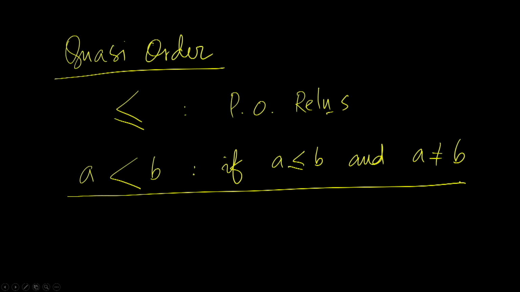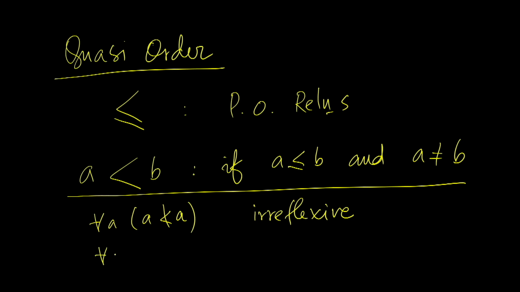We find that this is not a partial ordering relation because the antisymmetry property doesn't hold, and moreover the reflexive property also doesn't hold because it's not the case that A is less than A. In fact, for every A we can say that A is not less than A. Therefore, this is irreflexive. And for every A, B, C, we know that A less than B and B less than C implies that A is less than C. So transitivity holds here.